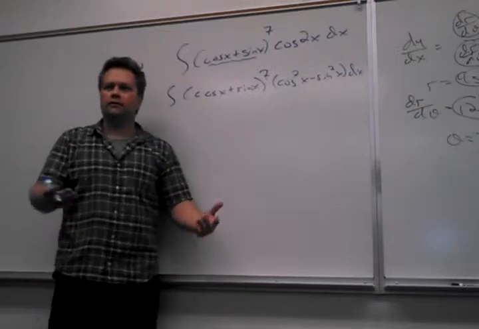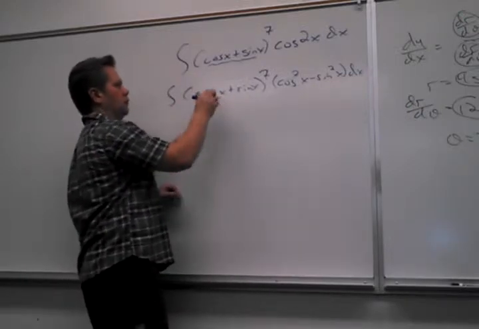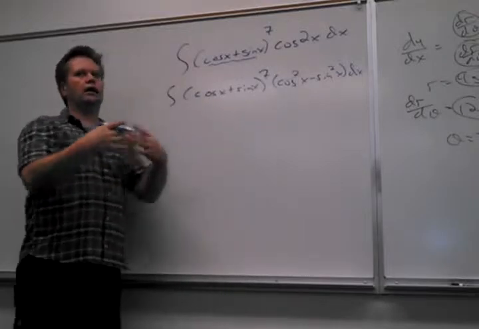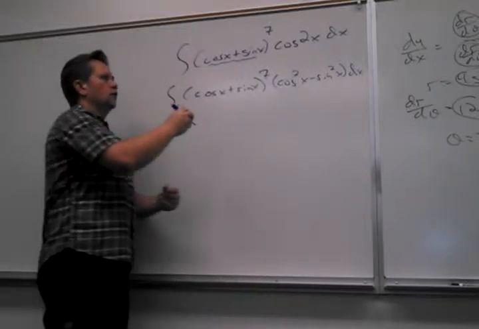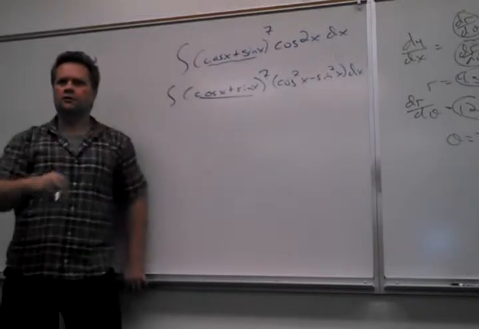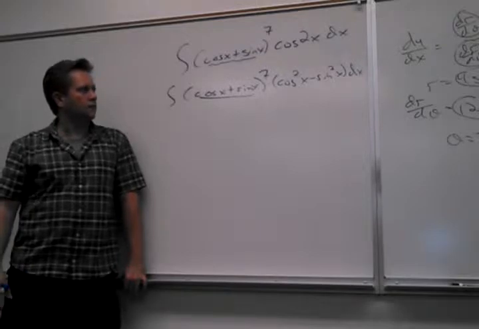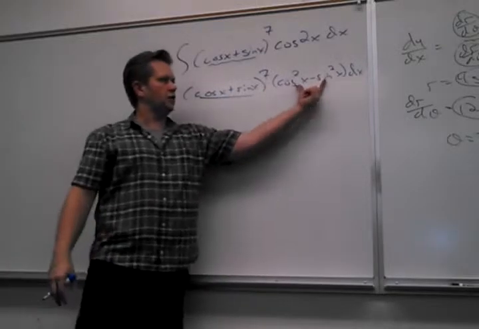I really don't know what it's like. So how does this help me? Obviously I'm going to have to let u equal what? U's got to equal what? It's got to be this. I think that's what you guys are saying. So if I let u equal that, does du equal this?